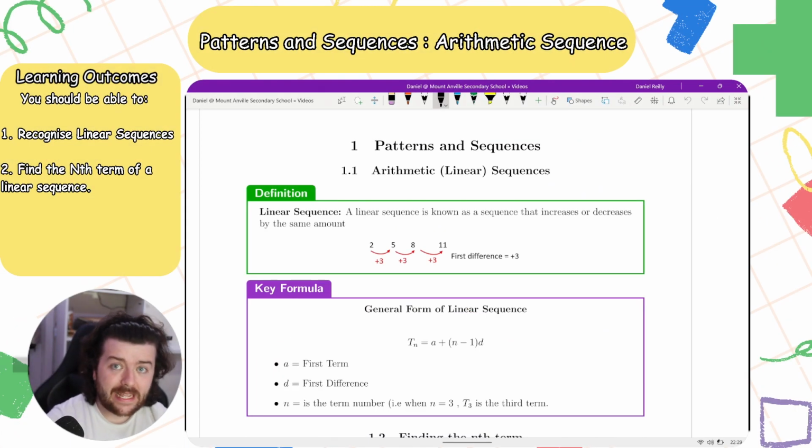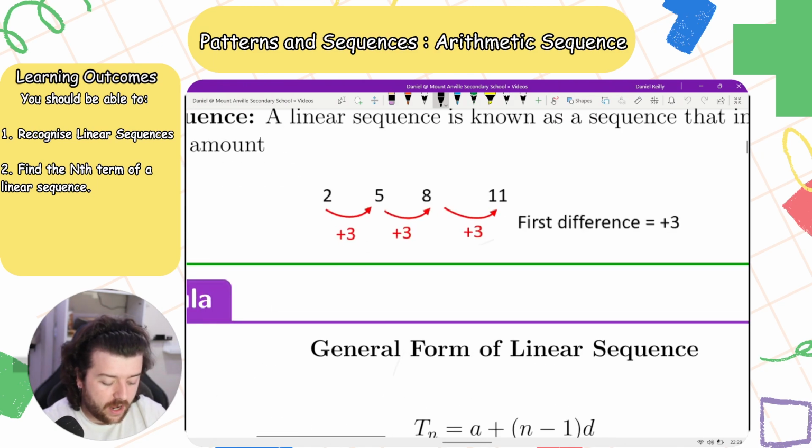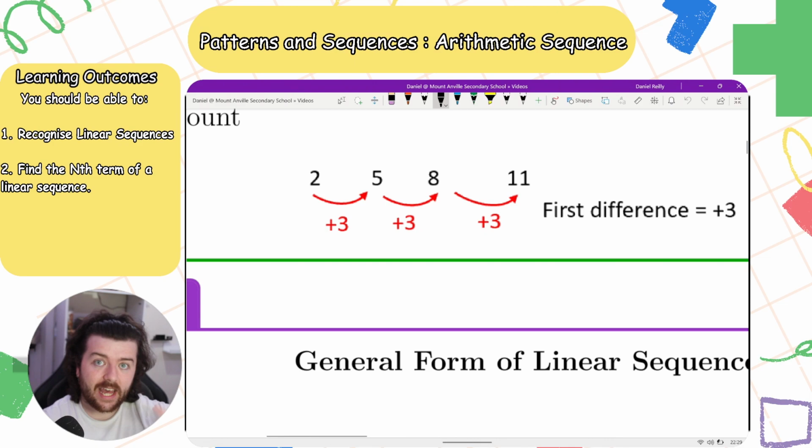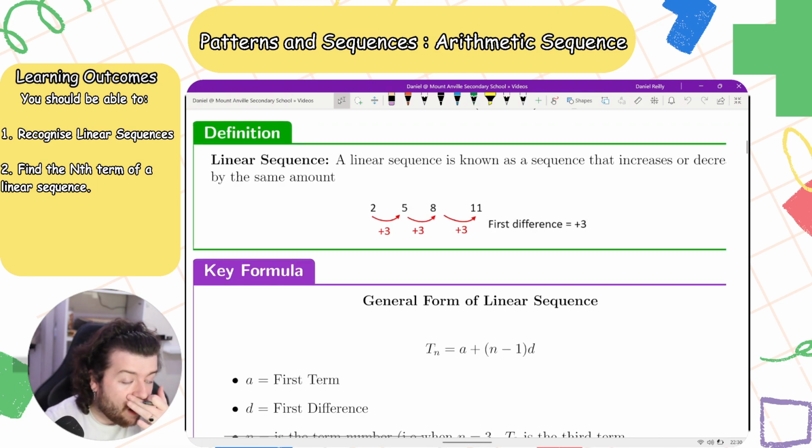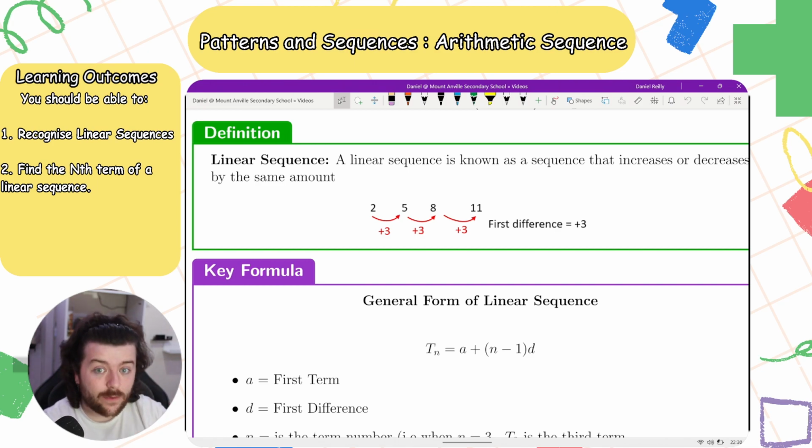Hello everyone. In this video we are learning about arithmetic sequences or linear sequences. If you recall, a sequence is just a pattern of numbers. If I have a group of numbers like 2, 5, 8, 11, I can see there's a pattern going on. It's increasing by 3. There are a few different patterns that we learned in this chapter, and in this video we're going over arithmetic sequences.